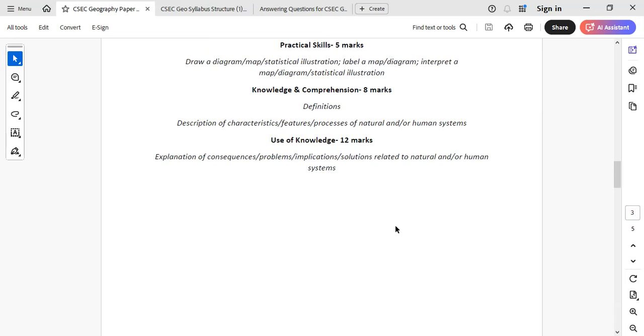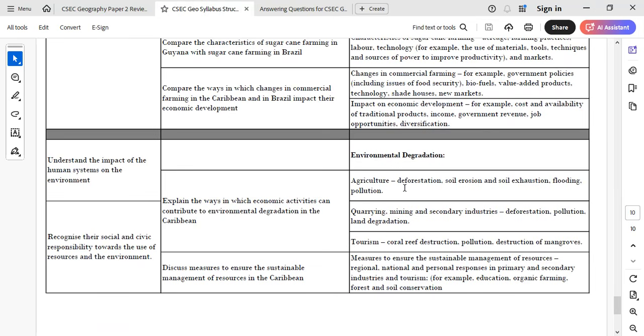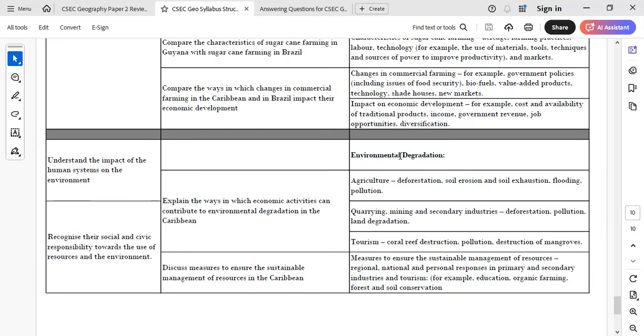And then question 4 is what we call the human natural systems integration question, right? Where essentially it tests a lot on disparity and environmental degradation, right? But CXC over the years has used the opportunity to test extra topics in either Section B or Section C of the syllabus, but leading up to the environmental degradation. A lot of times they've asked specifically about coral reefs, and then led into how coral reefs have been threatened and how they could be saved.